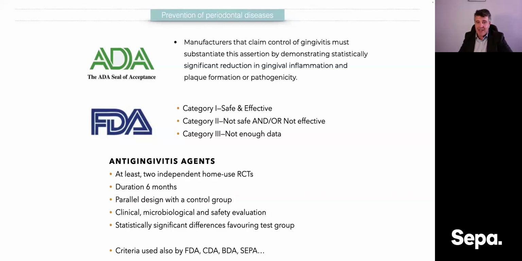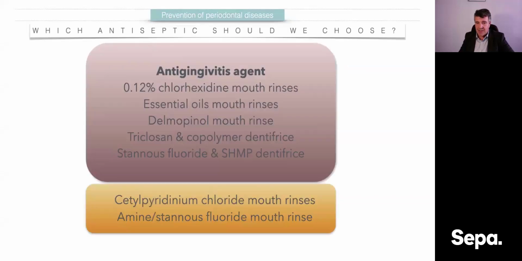And for anti-gingivitis agents, although this is changing, for those agents that demonstrate efficacy in the prevention of gingivitis, they request at least 2 independent home use randomized clinical trials. And this is what we have presented previously. So we have a lot of products, we have a lot of agents, but only a very limited list, as we have seen before, has actually provided evidence derived from at least 2 randomized clinical trials. And these are probably the list of products.